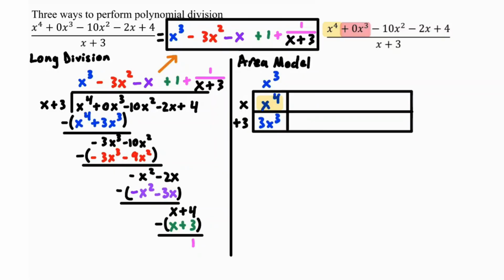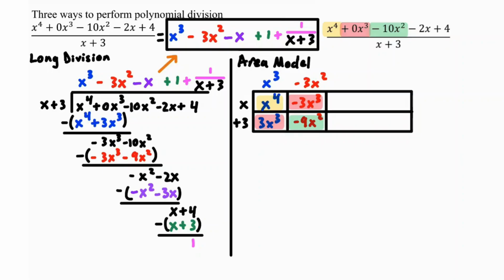Now, we need a 0x cubed. We already have a 3x cubed, so we need a negative 3x cubed to make 0x cubed. So factor the x away from negative 3x cubed, you're left with negative 3x squared. Negative 3x squared times 3 gives you negative 9x squared. Section that off, and then we need a negative 10x squared.